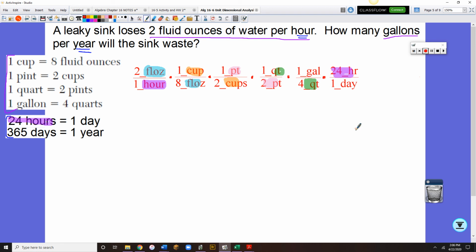Okay, and the last fraction, we've got 365 days in a year. I've got days on the bottom. So when I set up my conversion for a year, 365 has to go on the top. And it does. Okay, and we don't forget all of our times signs.